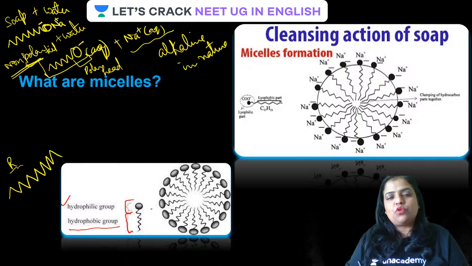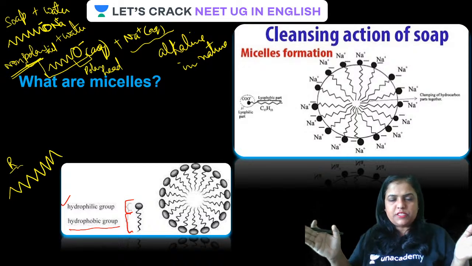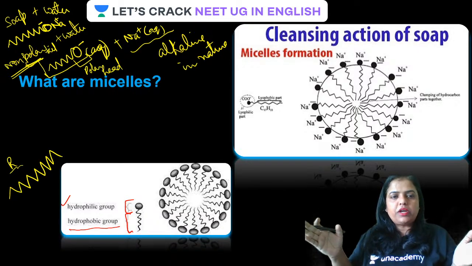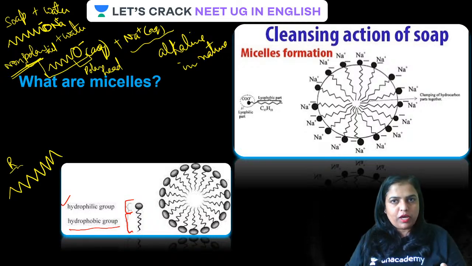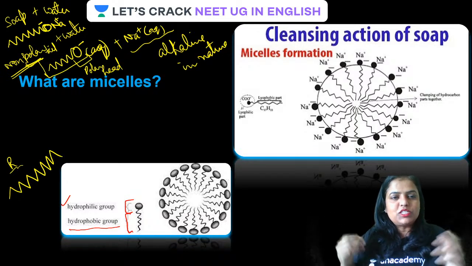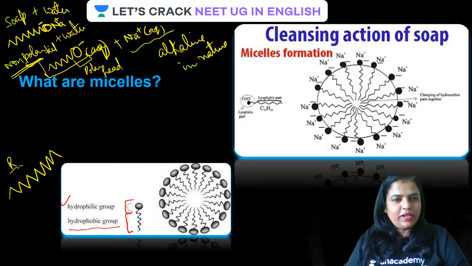So this soap molecule on dissolution in water, we can see that it has two parts. One is the head, the other one is the tail. The head is what? Hydrophilic group, because it is negatively charged and polar, it is going to attract the polar molecule, that is what? Water. Water is a polar solvent. All clear guys?